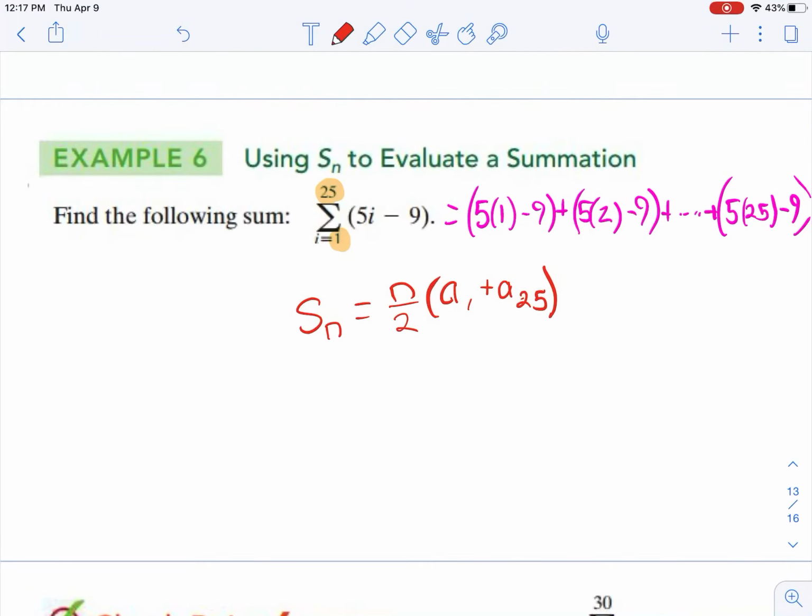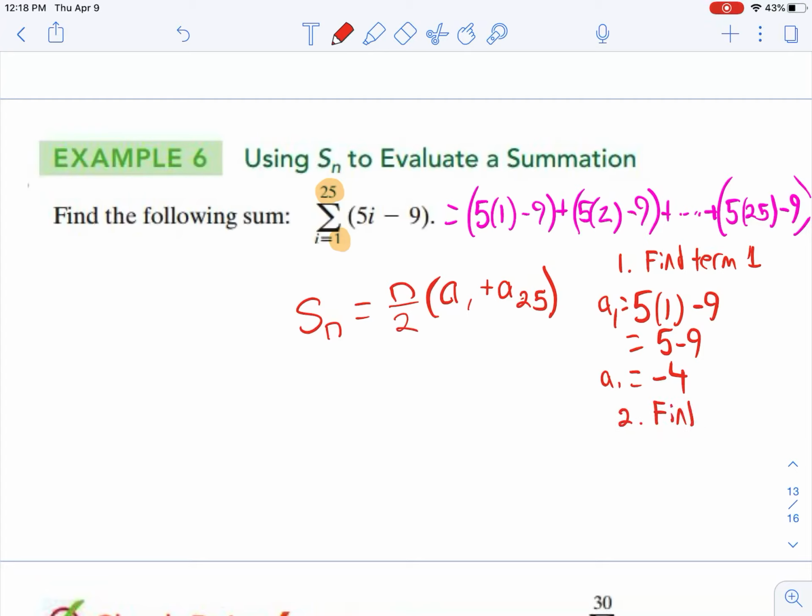So what we have to do is find our first term. The first thing we have to do is find term 1, and the way we do that is by plugging in 1. So 5 times 1 minus 9, which is 5 minus 9, which is negative 4. This is our a sub 1. And then a sub 25.